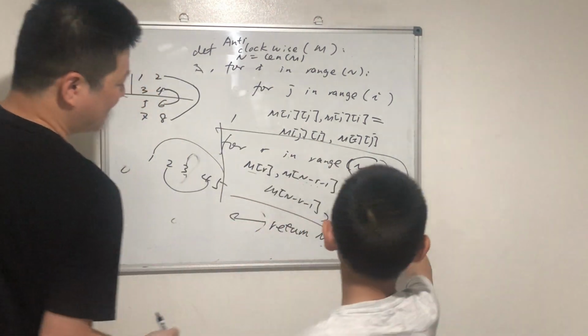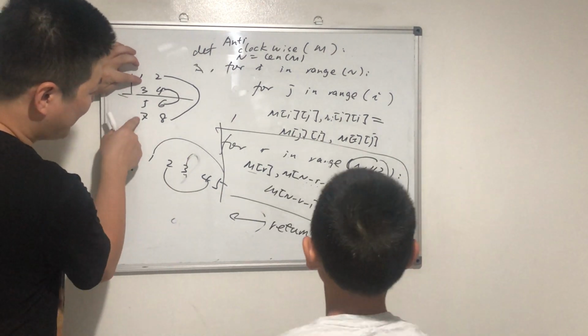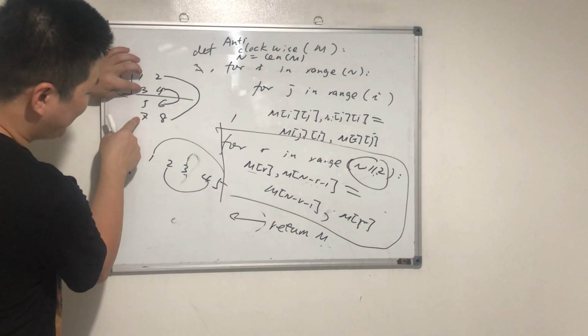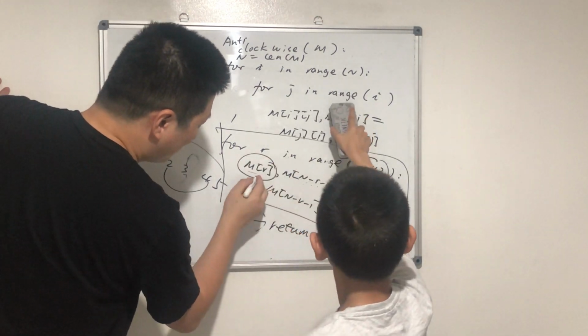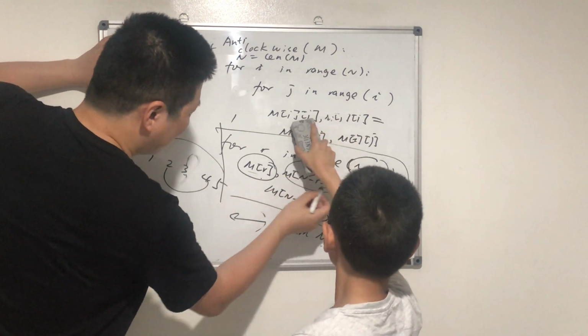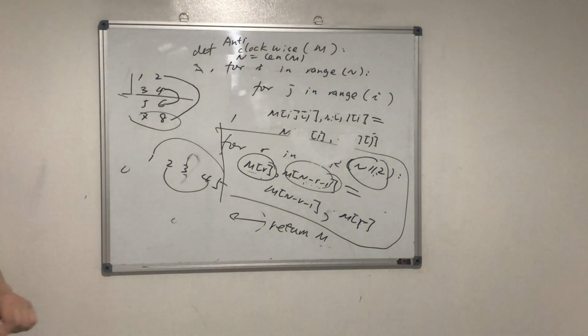That's why it's divided by 2, half, right? And then m[r] will be here, right? 3 will be here. I want to swap with m[r] and this one. n minus r minus 1 is this one, right? Okay? Does it make sense?